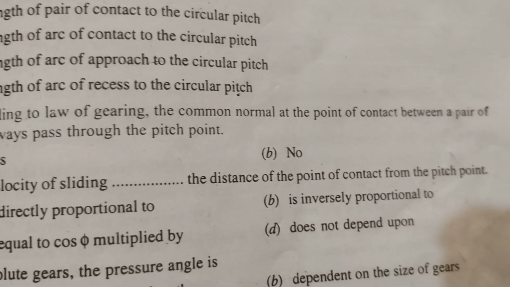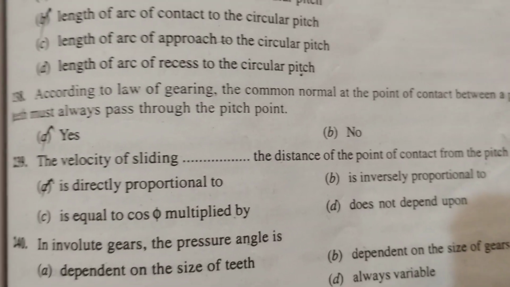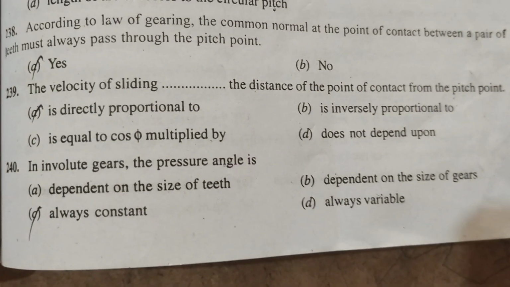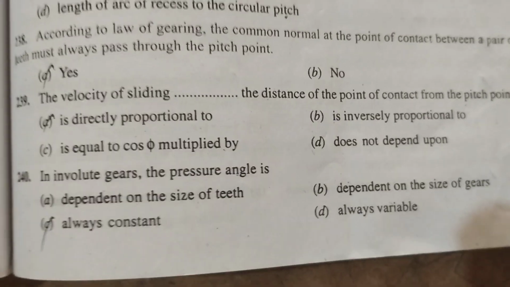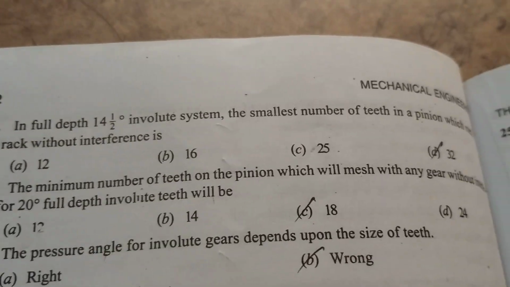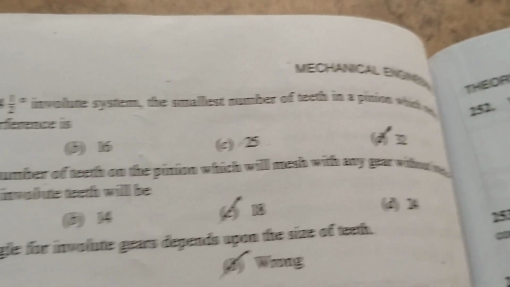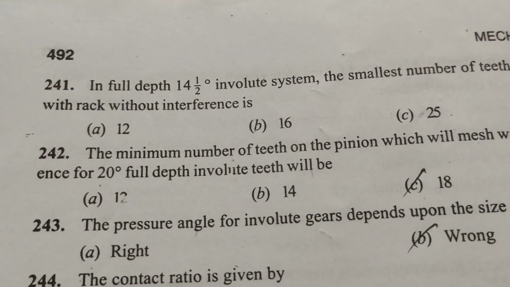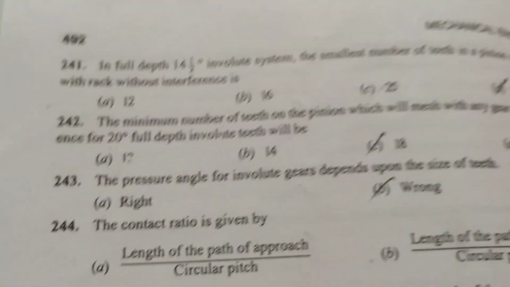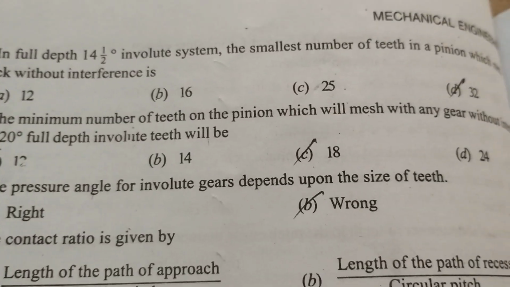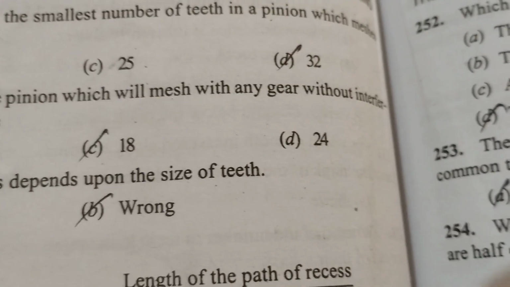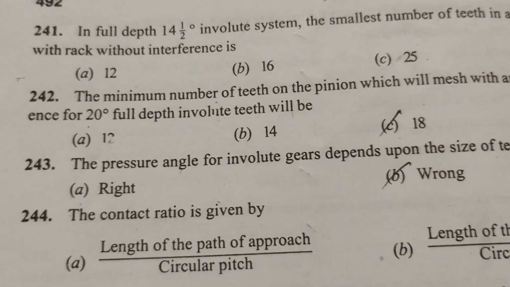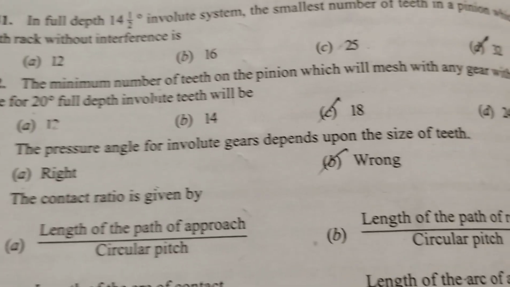The velocity of sliding, the distance of the point of contact from the pitch point, is directly proportional to it. In an involute gear, the pressure angle is always constant. In full depth 14.5 degree involute system, the smallest number of teeth on a pinion which meshes with the rack without interference is 32. The minimum number of teeth on the pinion which will mesh with any gear without interference for 20 degree full depth involute teeth will be 18.